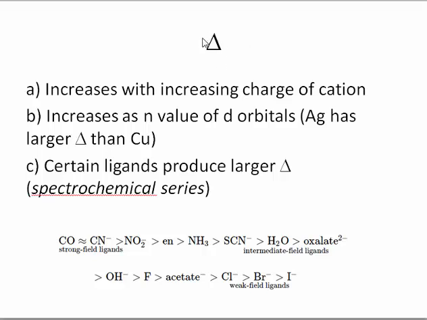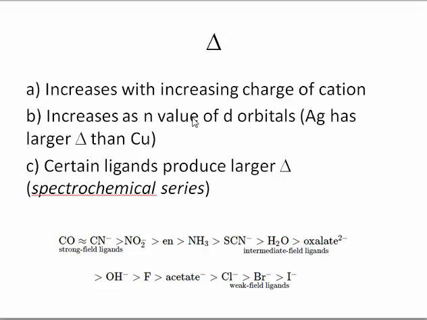We should consider at this point, since delta is important in determining the color of complexes and the number of unpaired electrons, and whether they are paramagnetic or diamagnetic, things that influence the value of delta. First, delta increases with the increasing charge of cations. So all other things, ligands, etc., being the same, an iron 2 complex will have a smaller delta than an iron 3 complex.